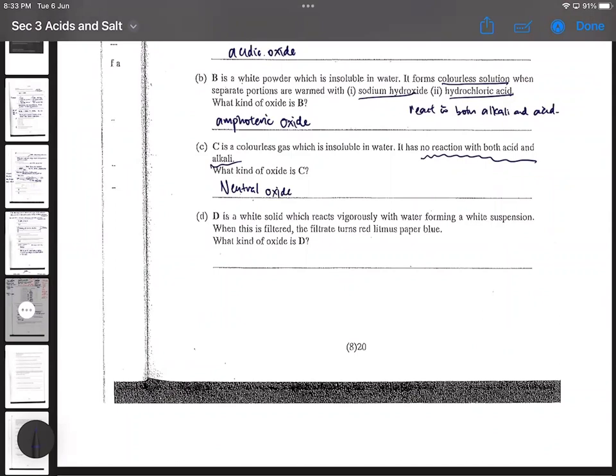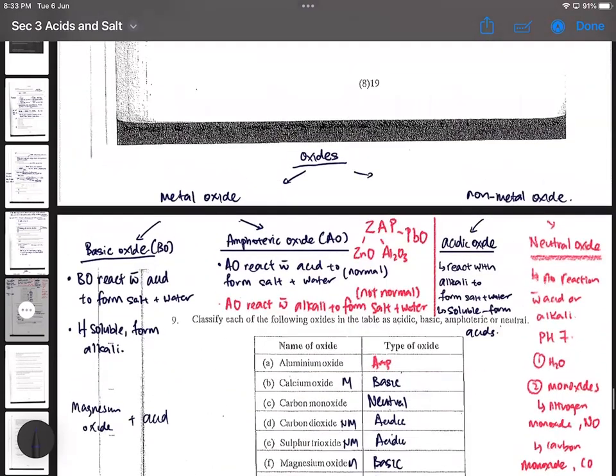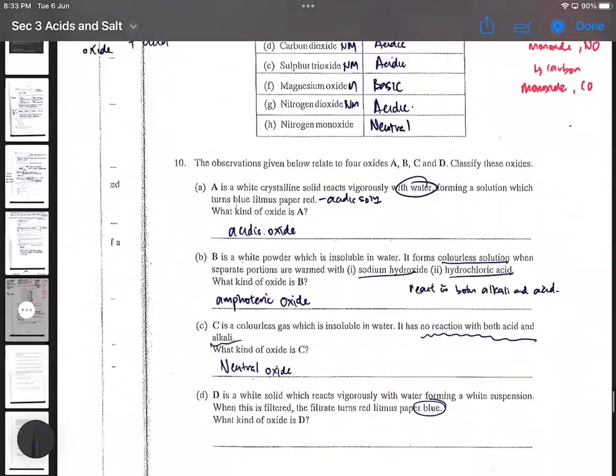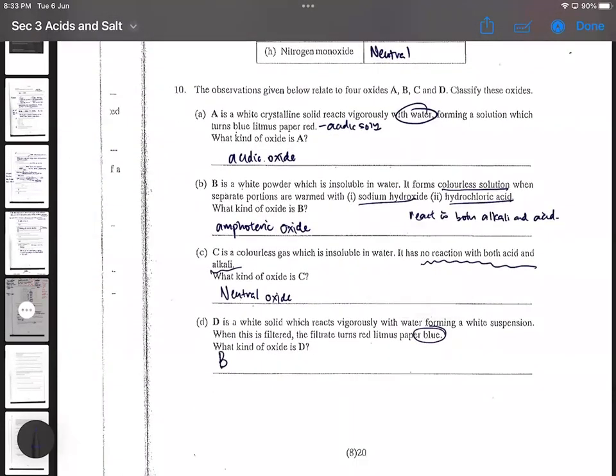And the last one, it says the solution will turn litmus blue. So this is an alkali. When it's an alkali, it's definitely this one here: if soluble, it forms an alkali. That means the oxide must have previously been a basic oxide.